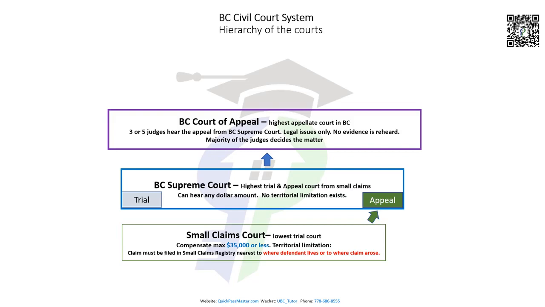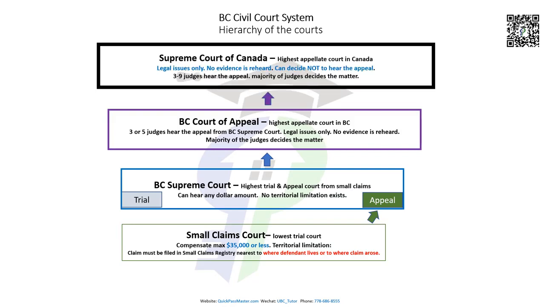If I lost again, I can appeal to the Supreme Court of Canada, which is the highest appellate court in Canada. It deals with legal issues only. No evidence is reheard, and it has the power to decide not to hear your case, because it only deals with a significant case, a case that will affect, let's say, nationwide, or that will affect the community, or that's significant enough. And 3, 5, 7, or 9 judges hear the appeal. A majority of the judges decides the matter.